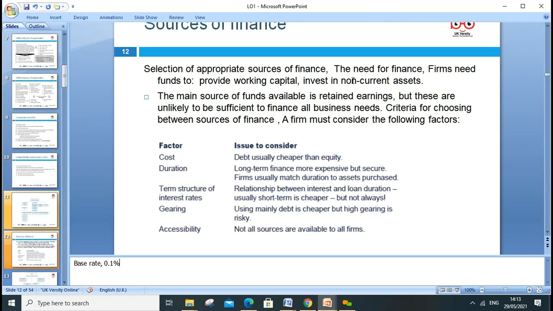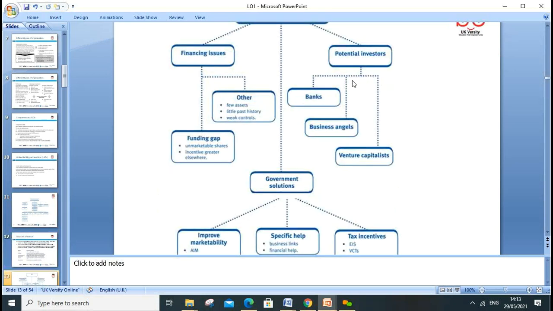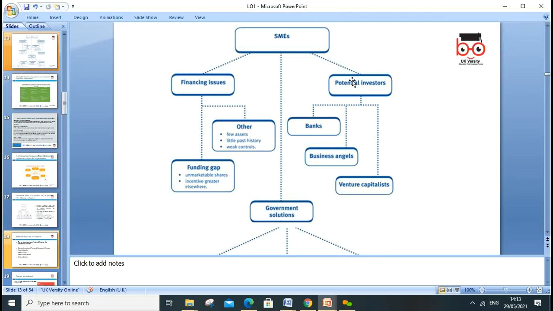So we need to look at the duration of sources of finance. We need to look at the structure and the interest rate. We need to look at the gearing. We need to make sure: the higher the gearing, the higher the debt, the higher the return. So then we need to assess all of this.